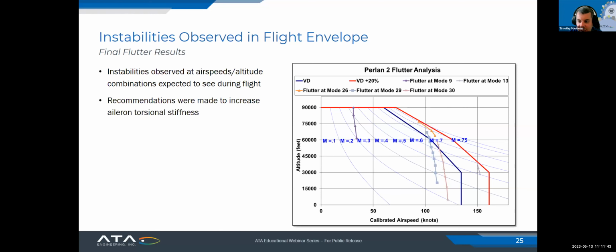Before we even got to flight, as part of the correlation effort, we noticed that the aileron, and as you can imagine with the Perlan, there are multiple ailerons because of the length of the wings, was really sensitive. If we were able to increase that aileron torsional stiffness, we would have significantly better flutter predictions. So we were able to do that, and that did help a lot. But obviously, we still wanted to do that flight testing in order to validate the analysis.